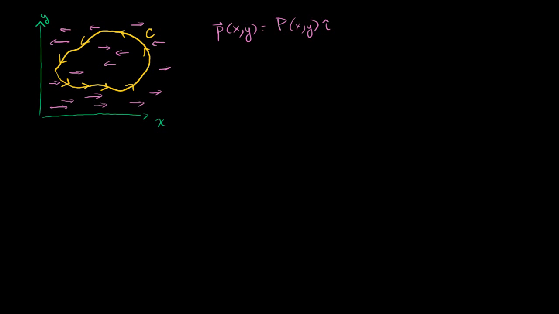Now what I'm interested in doing is figuring out the line integral over a closed loop, the closed path C, of P dot dr, which is just our standard way of solving for a line integral. And we've seen what dr is in the past. dr is equal to dx times i plus dy times the j unit vector.